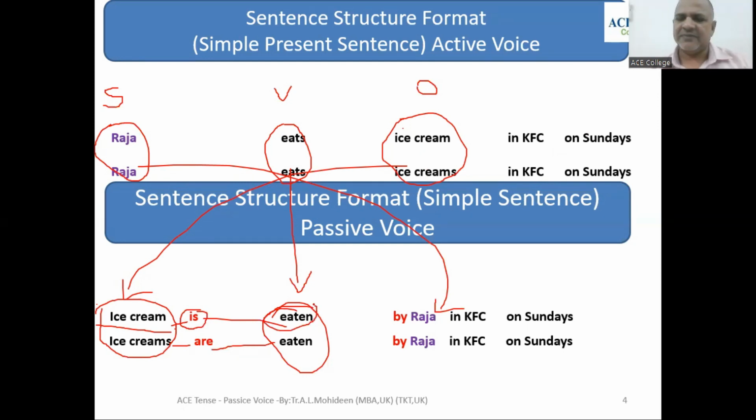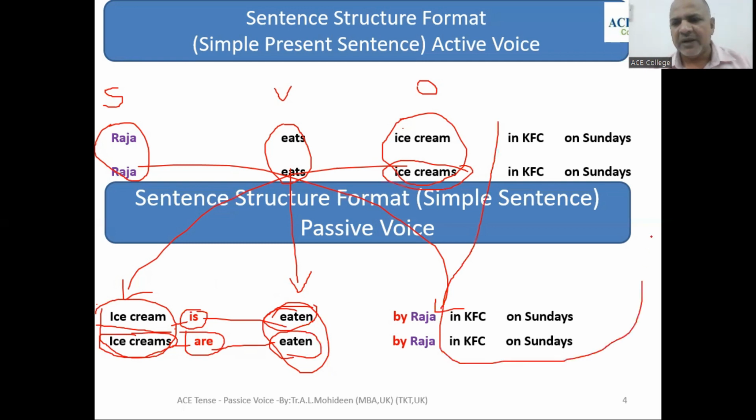Ice cream is eaten. The second sentence, Raja eats ice creams. As it is plural, you bring here ice creams. Then as a result, you choose are because it's plural. Ice creams are eaten. So the fifth form. You have to remember, you don't have any changes on the complementary clause. The complementary clause will remain the same. The changes you are going to make: the subject you have to change into object, and the object you have to make into subject.